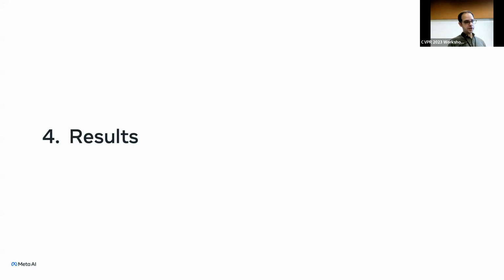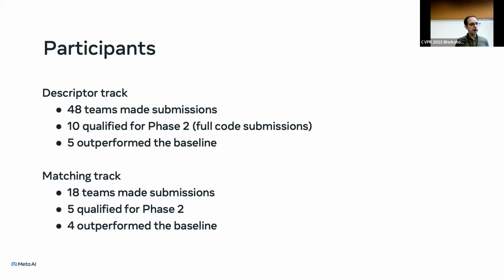With that, I will discuss results of the challenge. So we had more participation for the descriptor track, where 48 teams made submissions, of which 10 teams qualified for phase 2 by making full code submissions. And of those, 5 outperformed the baseline in the second phase of the challenge. For the matching track, 18 teams made submissions. Of those, 5 qualified for phase 2, and 4 outperformed the baseline.